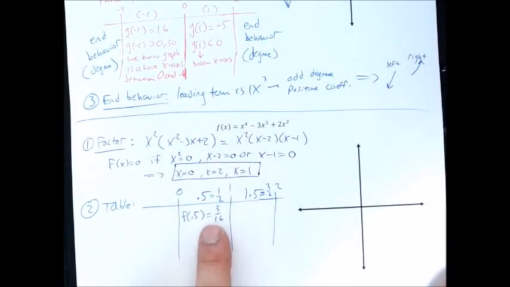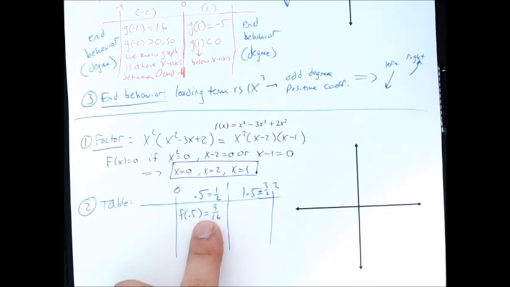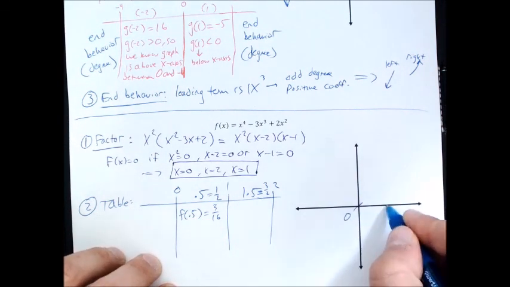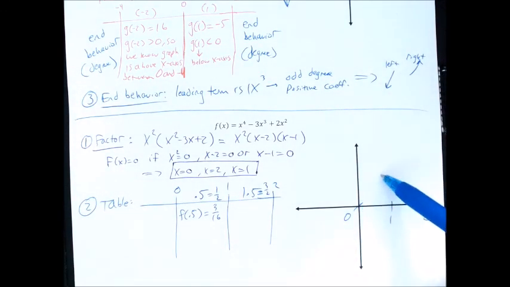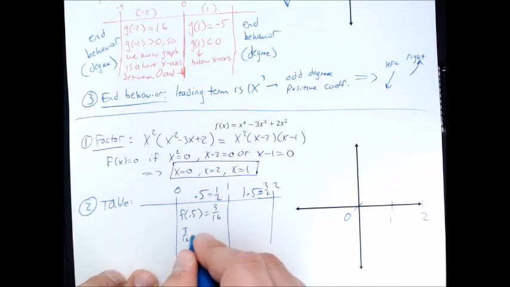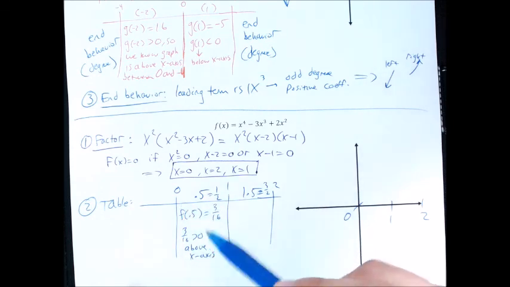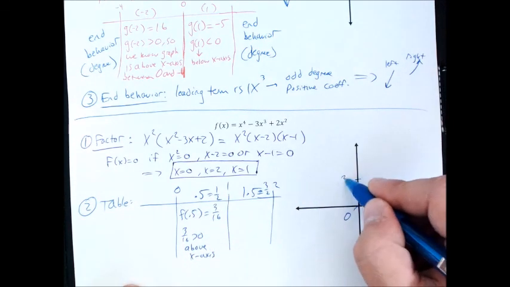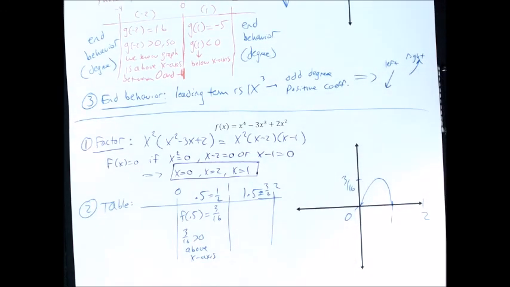But the real important thing is we just know whether or not it's positive or negative. Because on this graph, I know it crosses at 0, I know it crosses at 1, and I know it crosses at 2. And I just need to know whether it goes up and then back down, or down and then back up. Since this is positive, we're going to be above the x-axis at this point. So between 0 and 1, we're positive. And so I'm going to go up to 3 over 16 and then back down to 0 on that first piece.